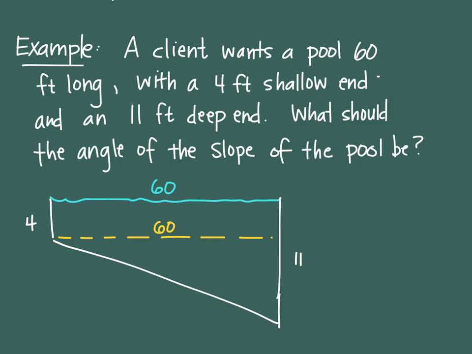Okay, because I've now sort of chopped off part of it. 7. So it is going to be 7. So 11 would have been the whole thing, and 4 would have been the shallow end. But I'm only using 7 now. And I want to know what the angle of the slope of the pool should be. So my angle is up in that corner so that I know how to slope this thing.